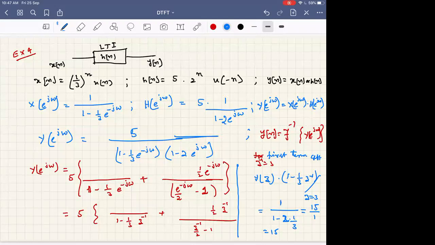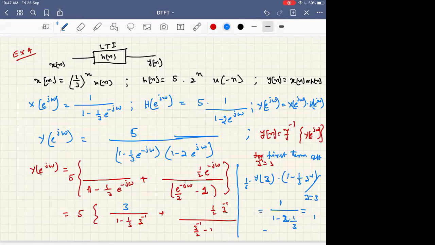So we write 1. In fact, what I'm writing is 1 by 5 into. So here it is 3. The first term is 3. The procedure, I hope, is clear now, right?